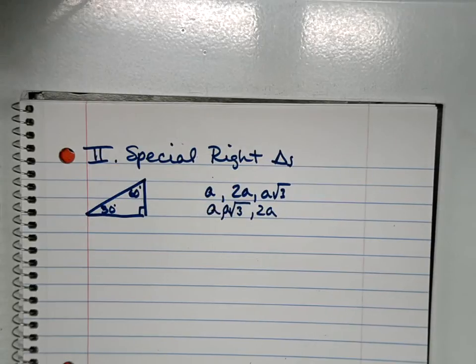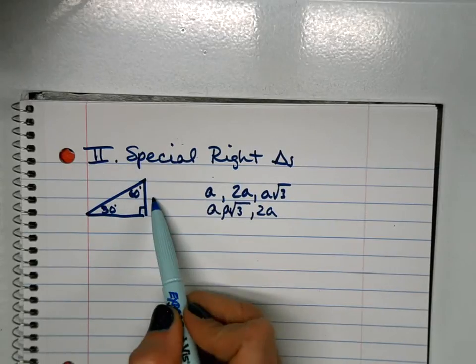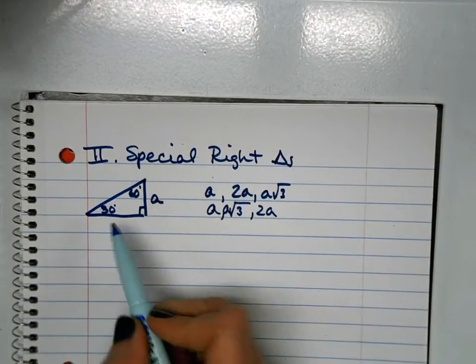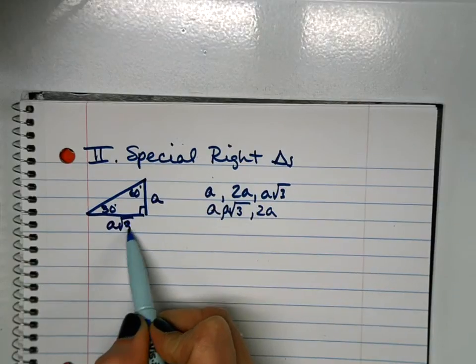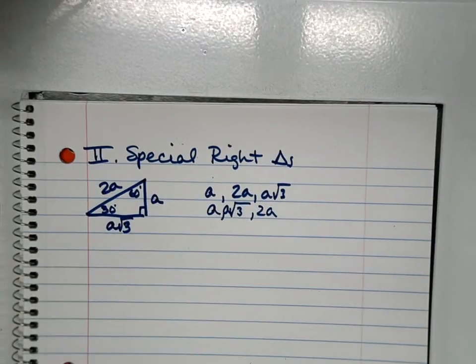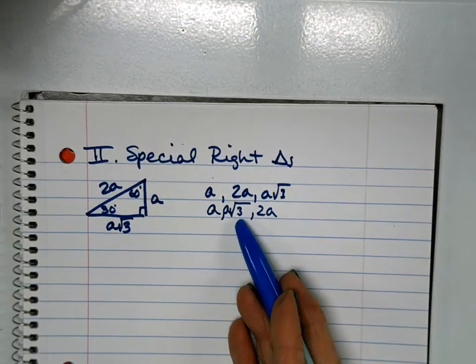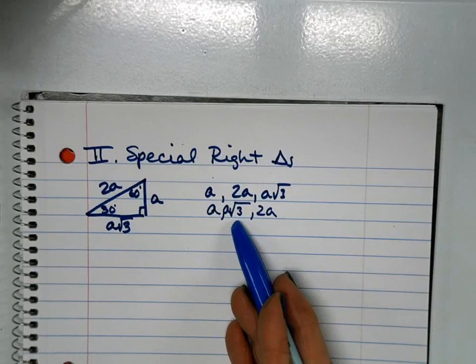What's always going to be your shortest side in a 30, 60, 90? The side opposite the 30. Then the next biggest side is opposite the 60, and the biggest side is the hypotenuse. 2 times a is bigger. Root 3 is about 1.7, so this is 1.7 times a, and this is 2 times a.